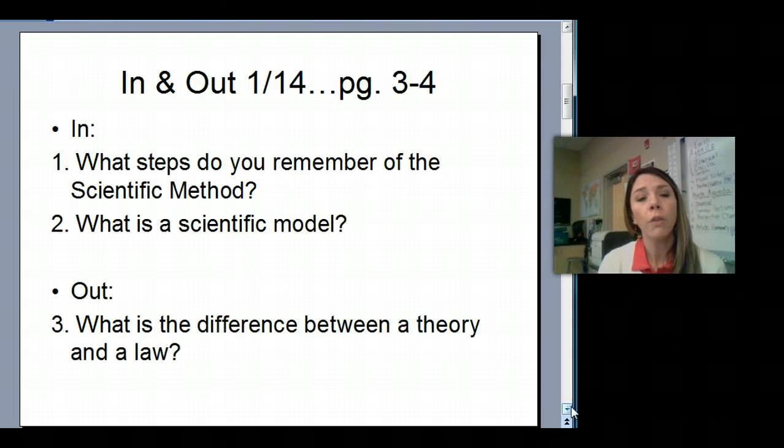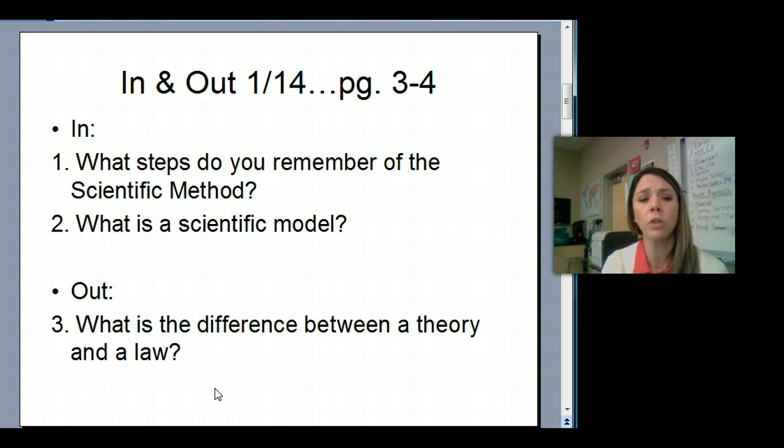Okay, so first of all, these are in and outs. This is our warm-up. Every single day when a student comes into class, they have a couple questions that they'll be asked about information the day before. So those are our in questions. This is what I expect the student to have learned the day before. And then my out question right here, if you can see number 3, is what I expect them to know by the time they leave class. This is my way of telling them their objective for the day. By the time you leave my class, you should know the difference between a law and a theory. We will start these in and outs next week on Tuesday.